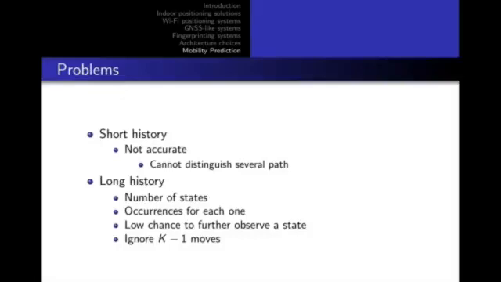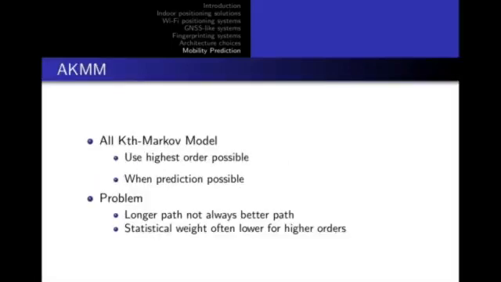While with a long history you have more states, because you have the combinations between the locations inside the model state labels, and you reduce the number of occurrences for each state, so you have lower chances to further observe a state, and you will delay k-1 moves your decision and observation. That's why you can use a combination of several k Markov models, such as the all k Markov model, to use the highest order possible when the prediction is possible. And if it's not possible with the highest order, you try the order -1, -2, and so on, until you can make a prediction.